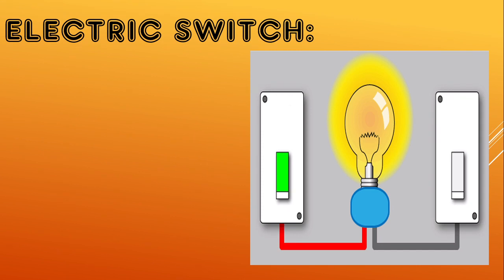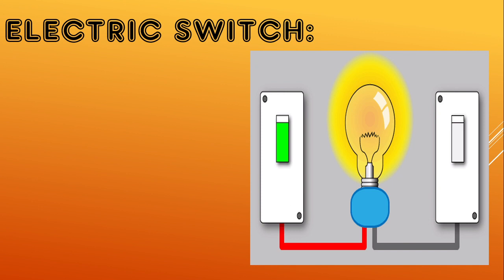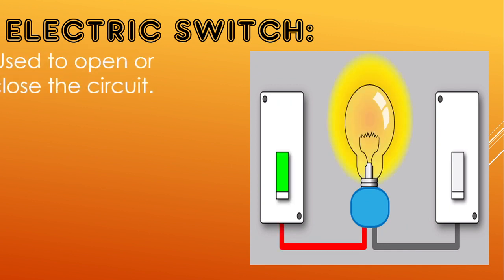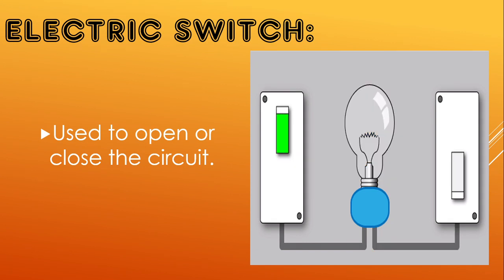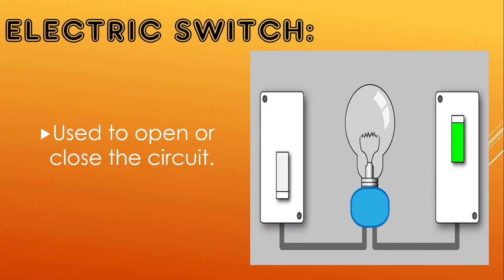Electric switch. We use electrical switches to turn on or off electrical devices and machines. But do you know how it works? It is used to open or close the circuit. When we open an electric circuit, the flow of electric current in the circuit stops. And when we close an electric circuit, an electric current flows through it.